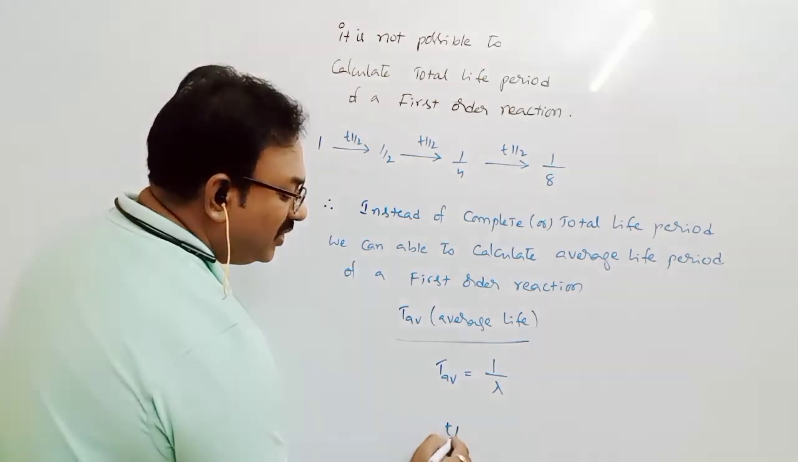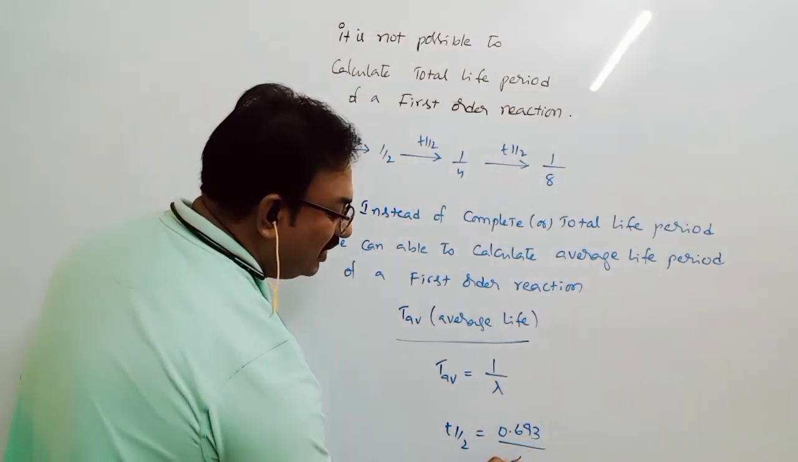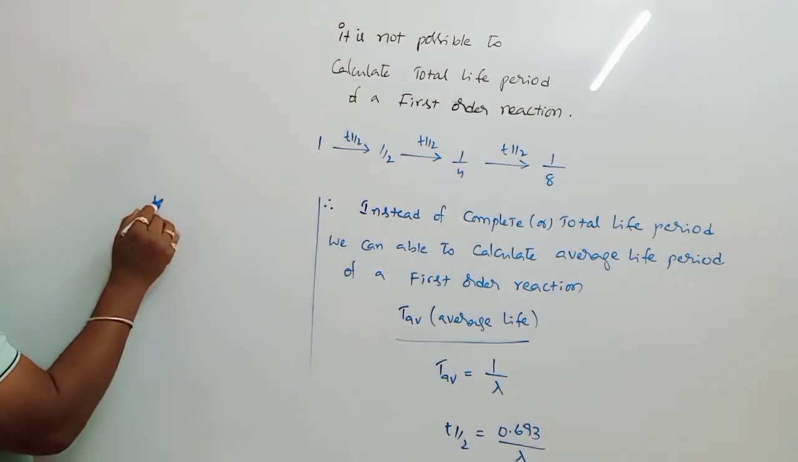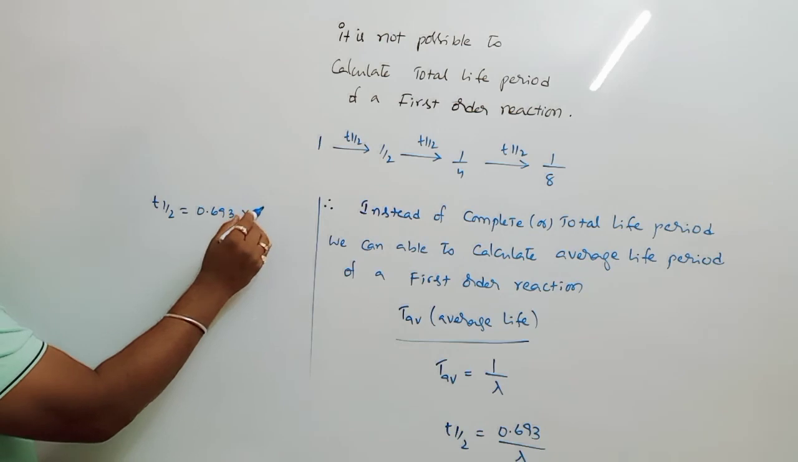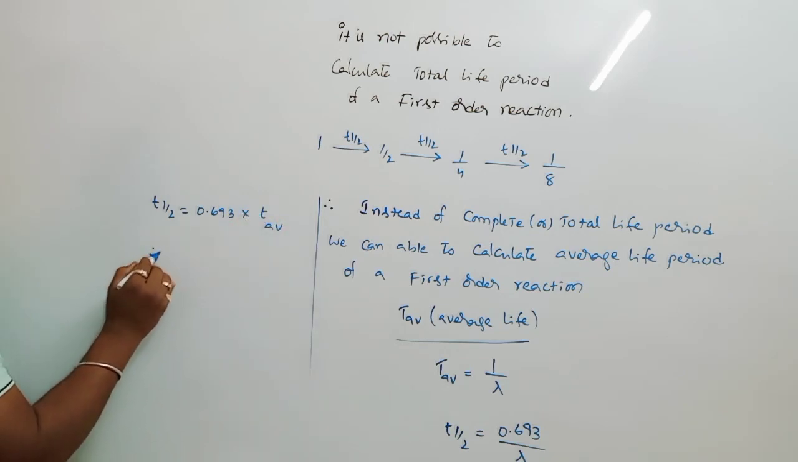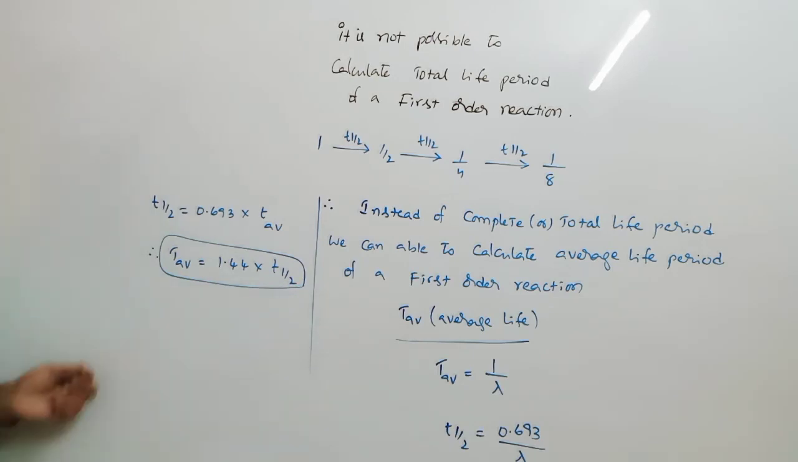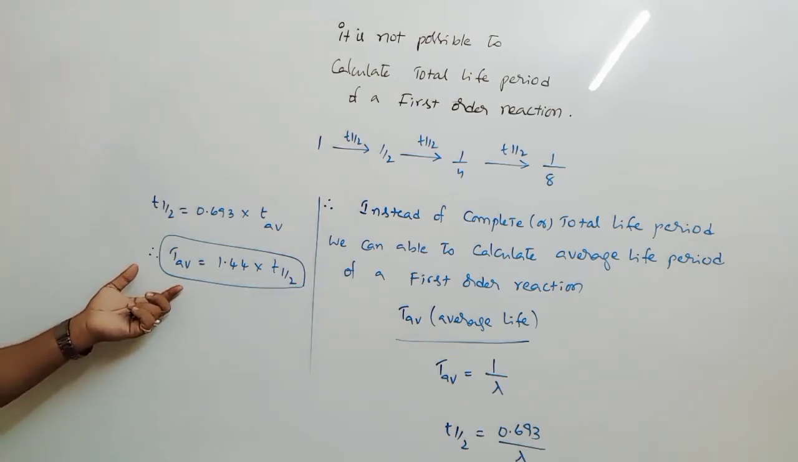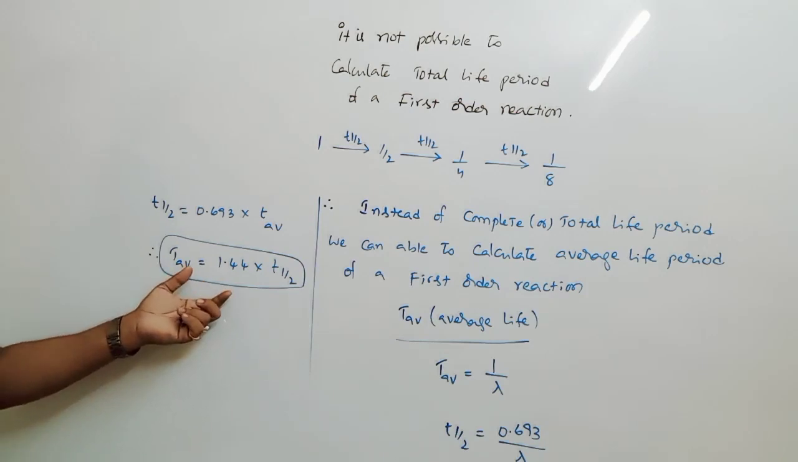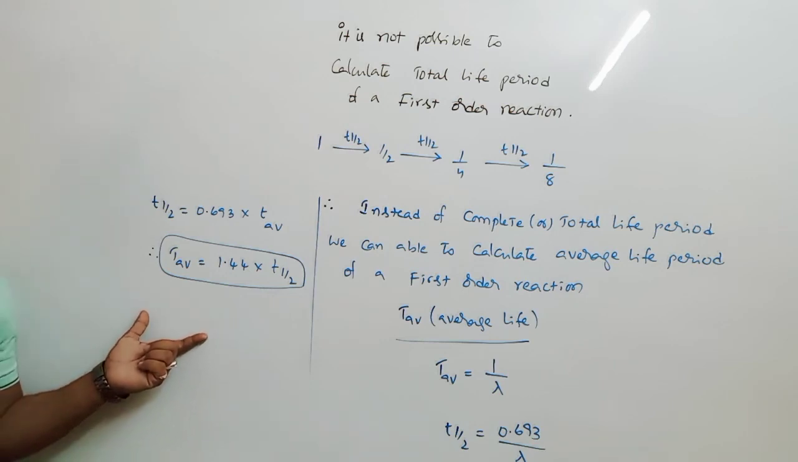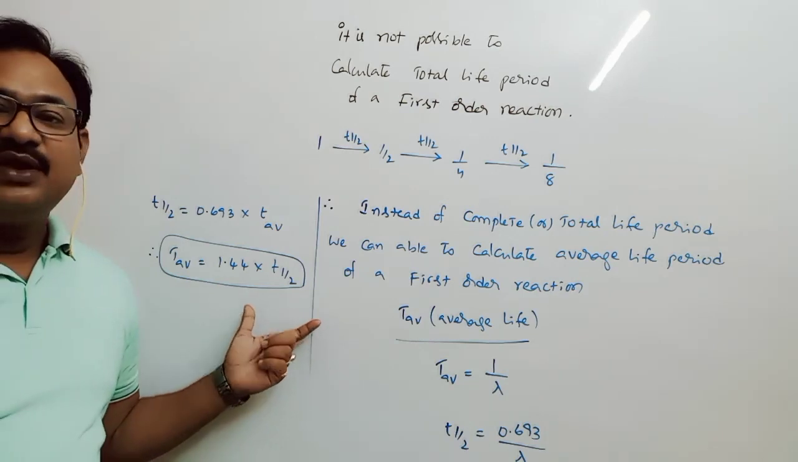Now you know that t half is equal to 0.693 by lambda. Therefore, what can you write here? In place of 1 by lambda, t half is equal to 0.693 into t average. So therefore t average is equal to 1.44 into t half. Please remember this expression. T average, meaning average life period, is equal to 1.44 into t half. Is that clear? So this is about average life period or average time period.